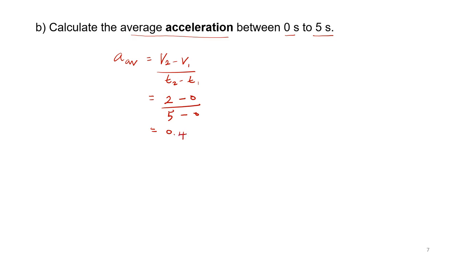Now, question B, calculate the average acceleration between 0 seconds to 5 seconds. We use the equation for average acceleration, V2 minus V1 over T2 minus T1. Substitute the values: V2 is 2, V1 is 0, T2 is 5, T1 is 0. We get the answer 0.4 meters per second squared.